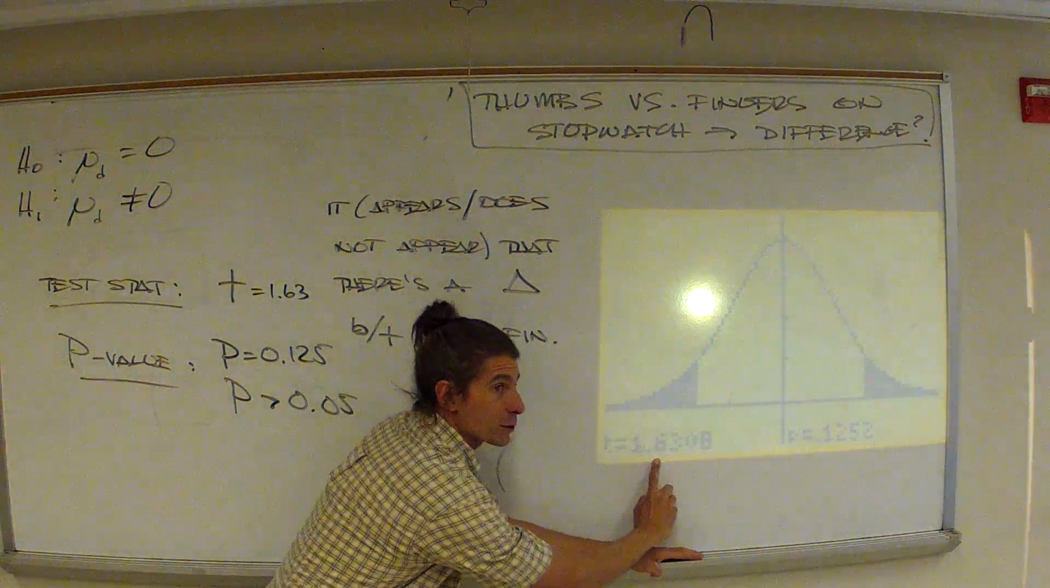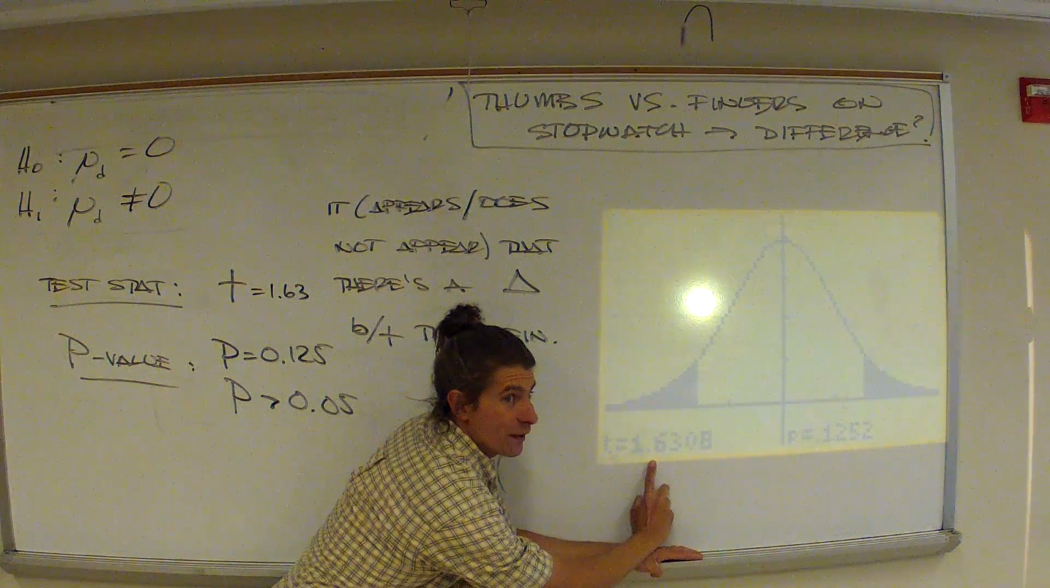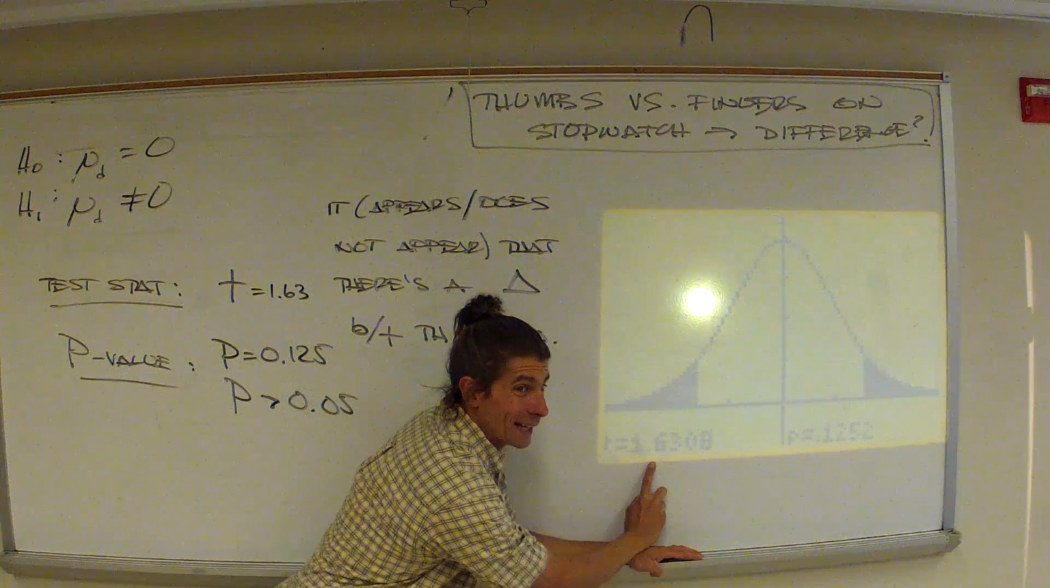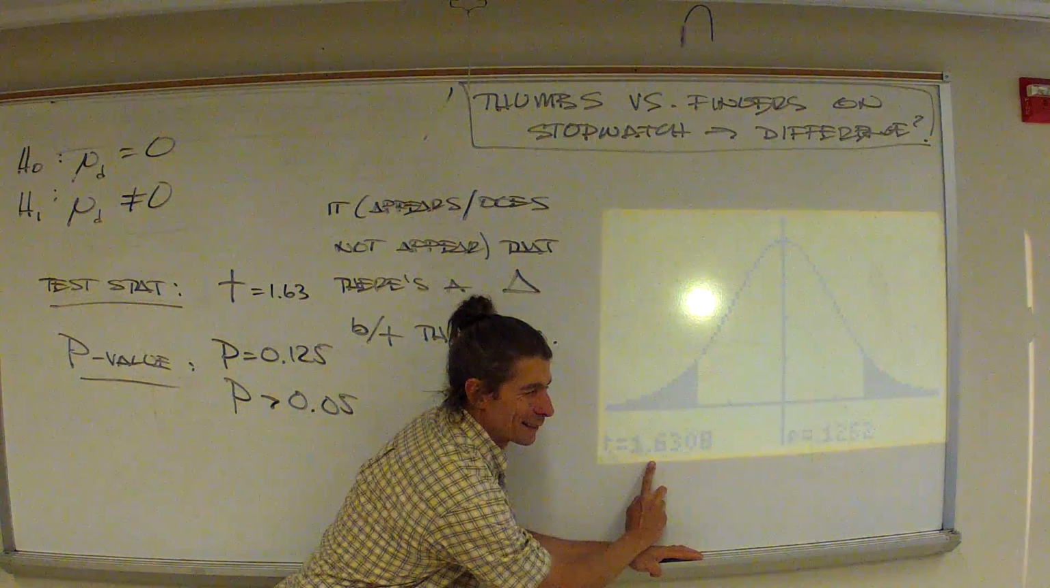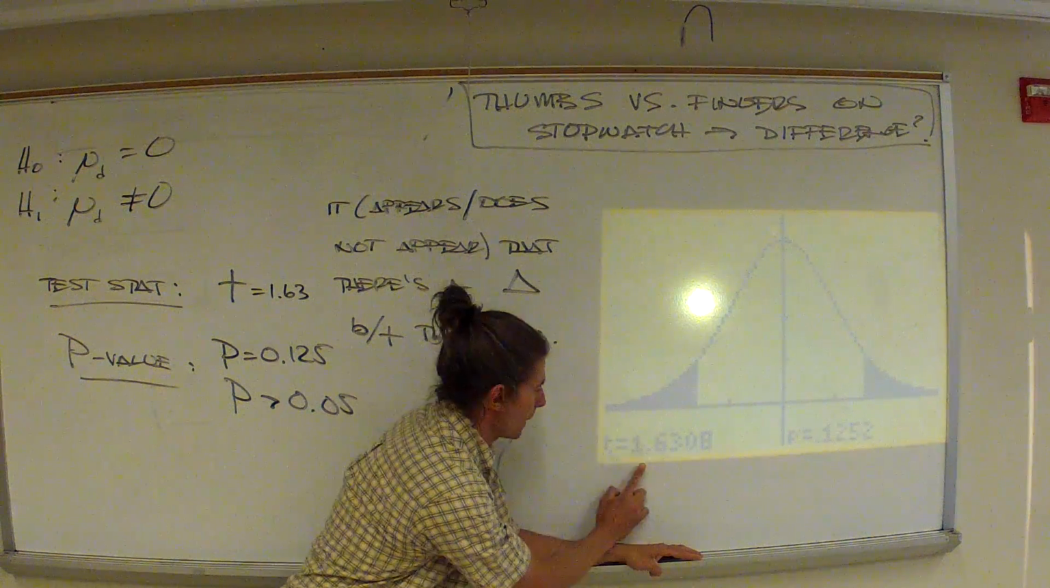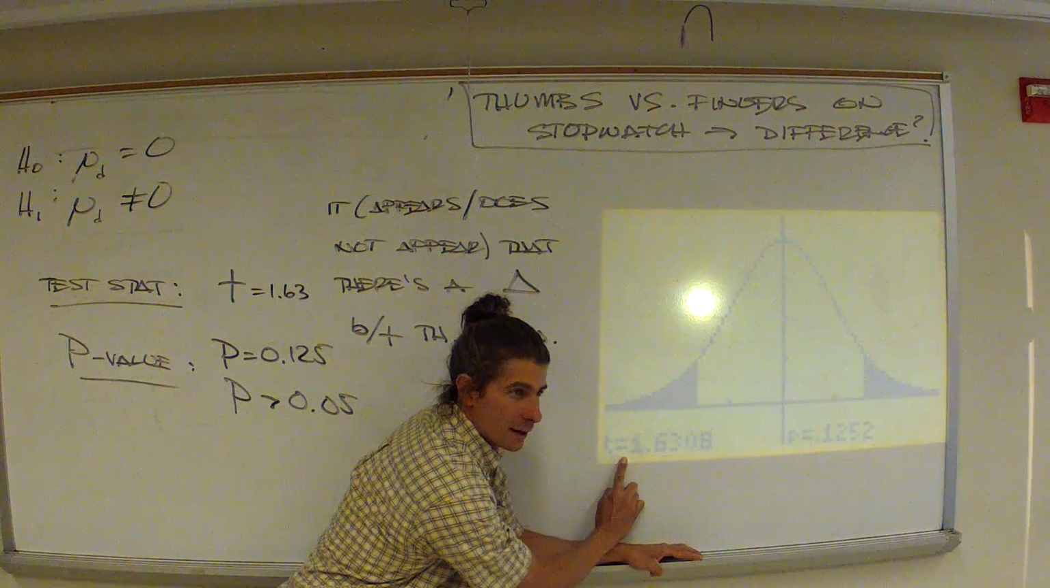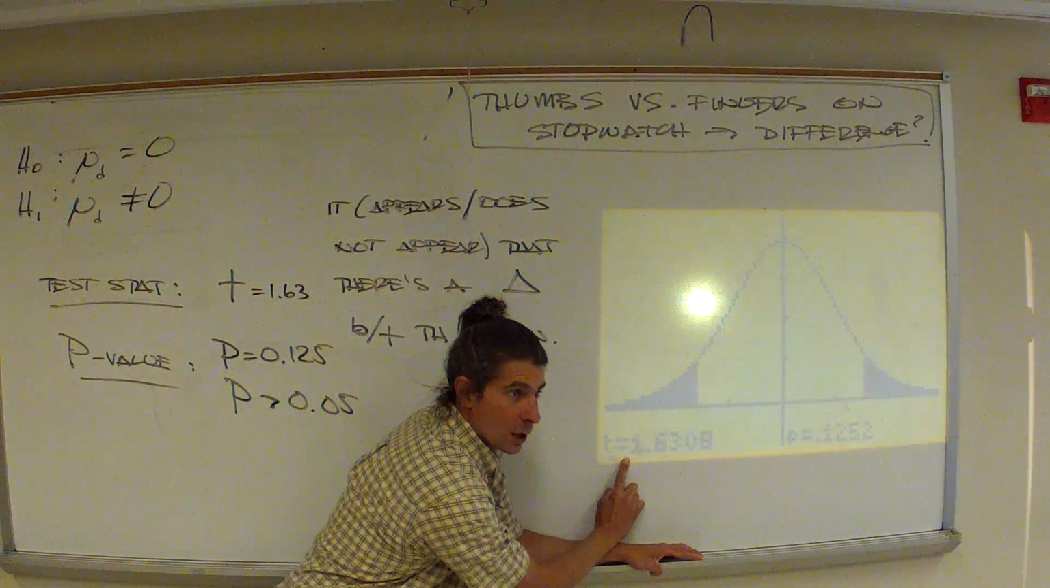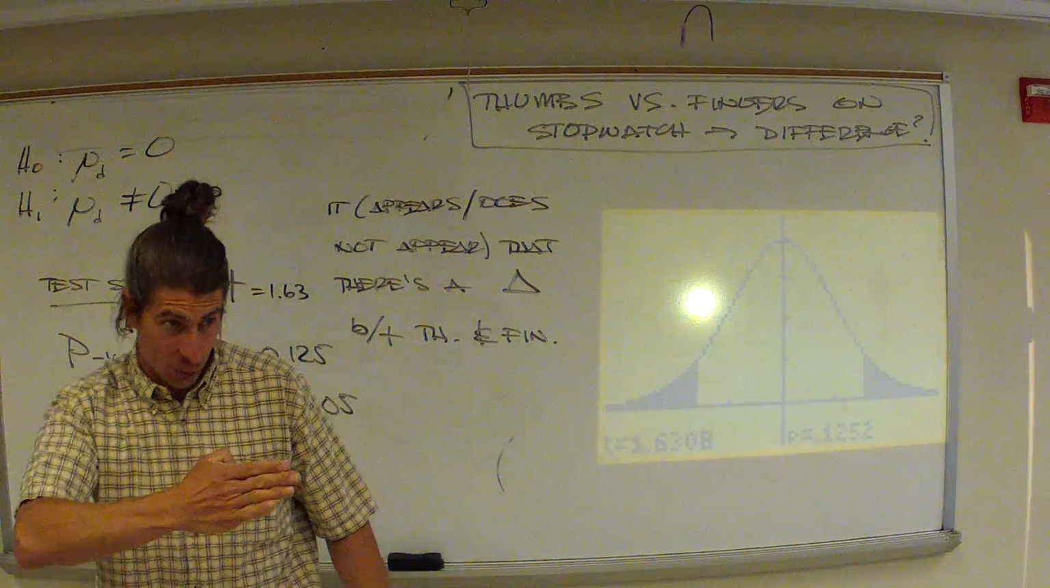Who's faster on average? This is a little bit tricky. No, the thumb. Oh, good. We got dissension among the ranks. I love this. It's a positive t-value, right? It's a positive t-value, which means the average is positive.